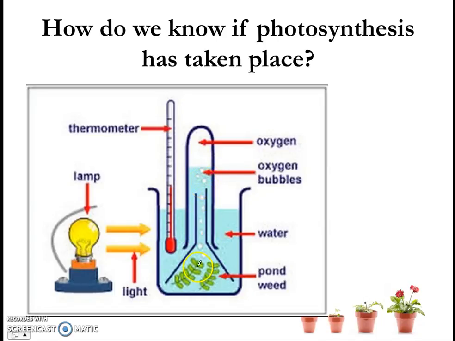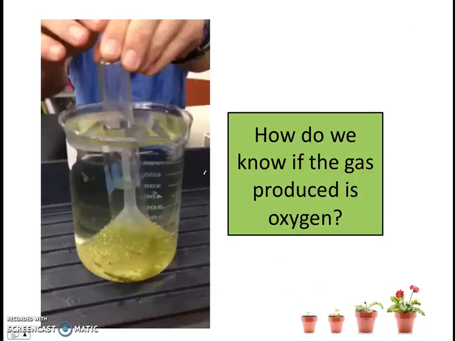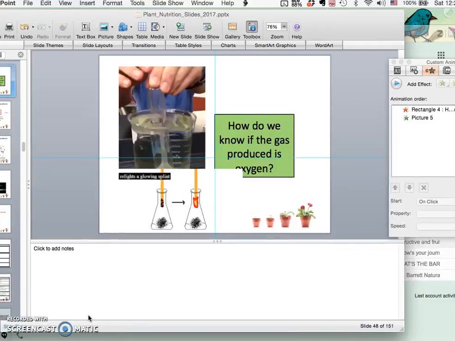So as I count the number of bubbles, I know that photosynthesis is taking place, and I can also measure the rate of photosynthesis. But how do we know that the gas produced is oxygen? Alright, let's watch this video to find out.